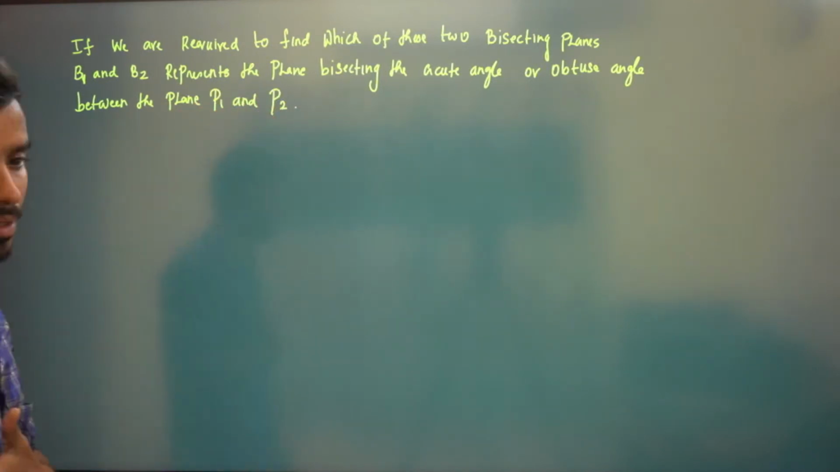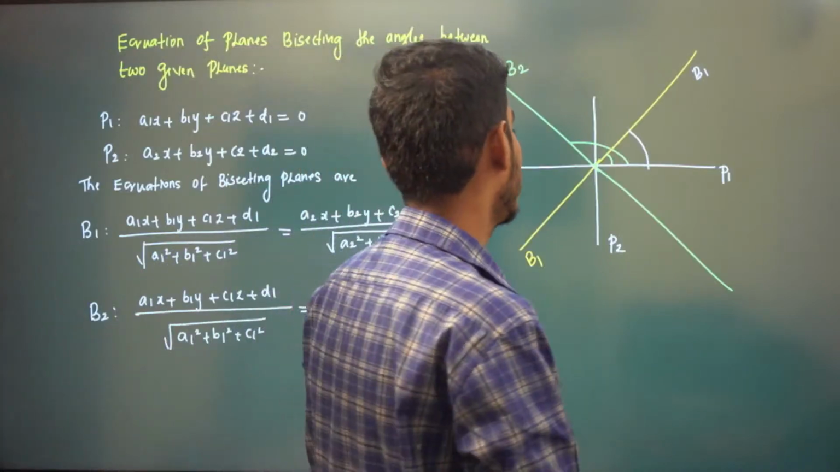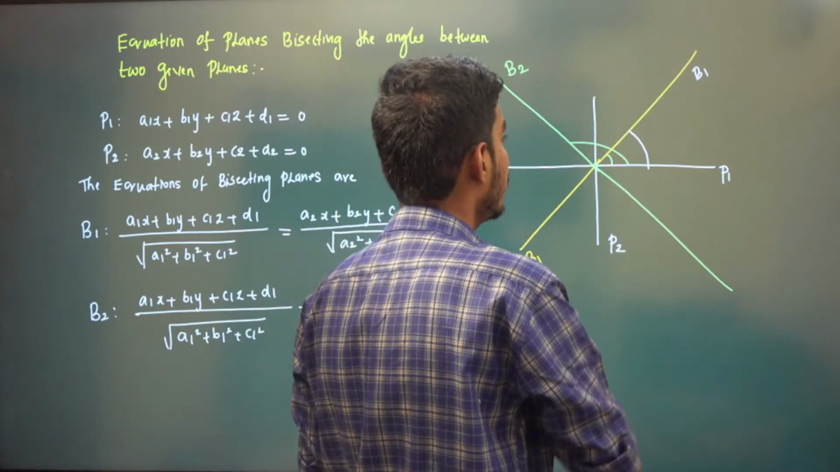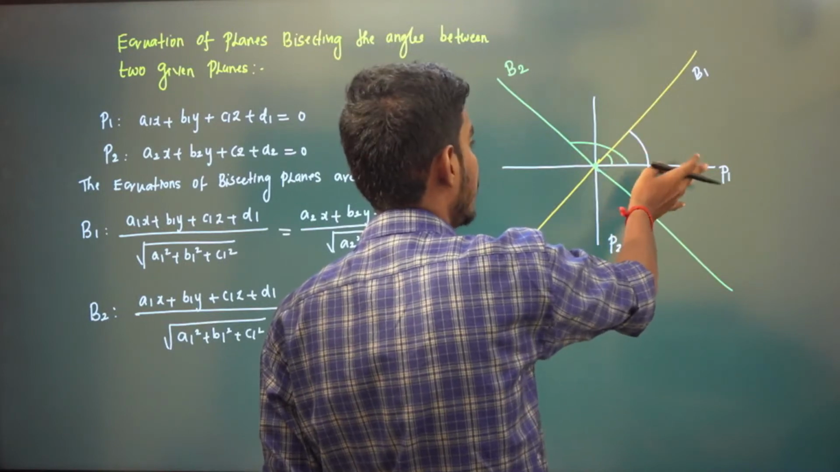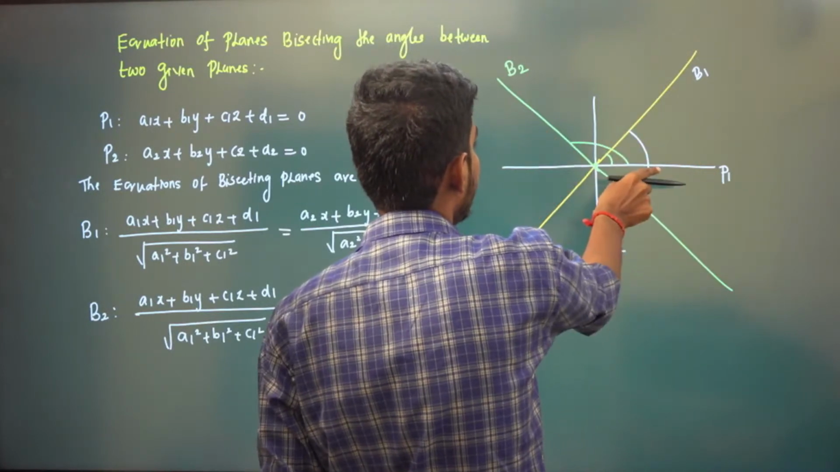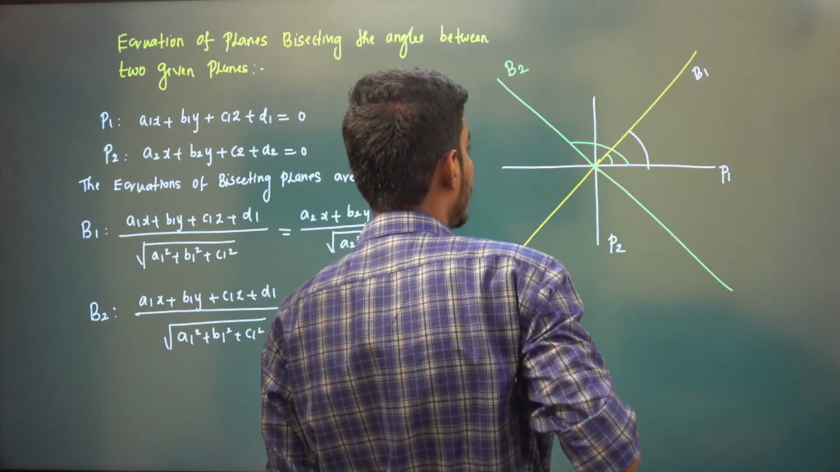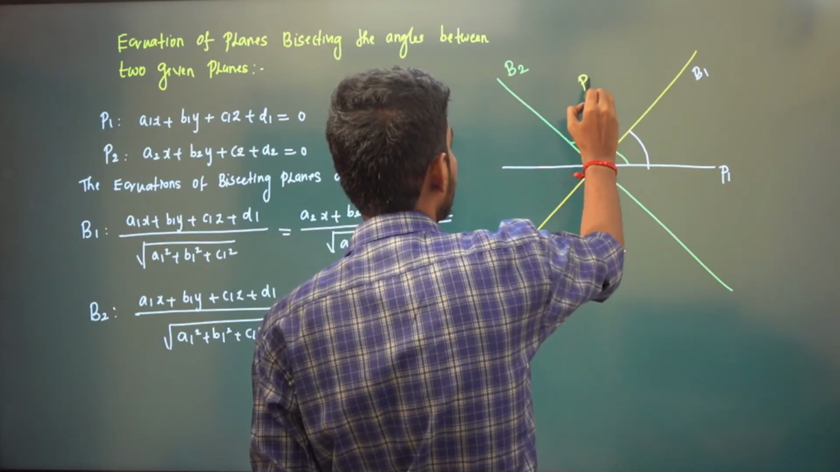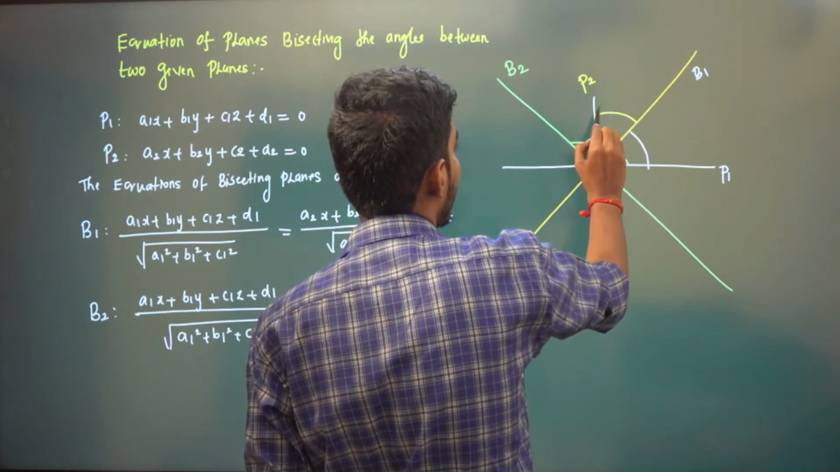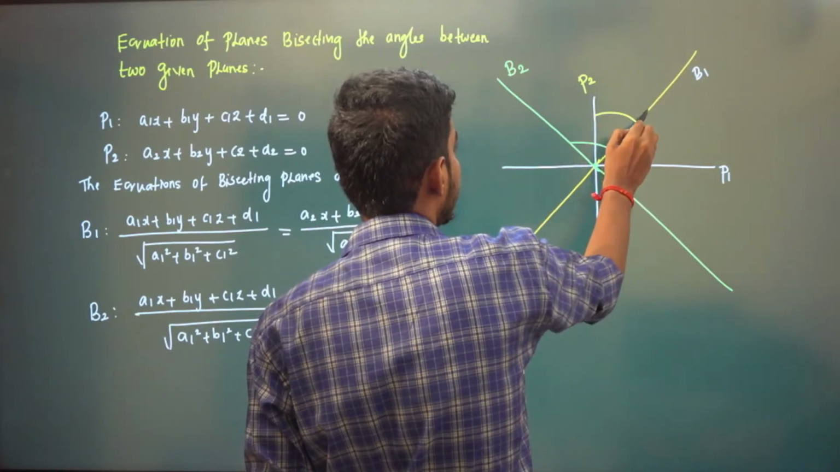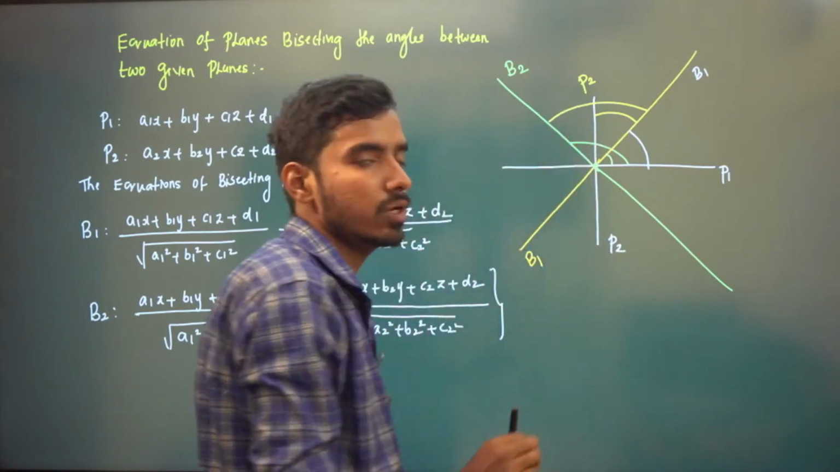See, very simple. You need to find which plane bisects the acute angle. Whether B1 and P1 form an acute angle or an obtuse angle, we don't know. Similarly, P1 and P2, we don't know. And similarly, with P2, whether B1 and P2 form an acute angle, we don't know. Whether it is an obtuse angle, we don't know. That is what we're going to find.